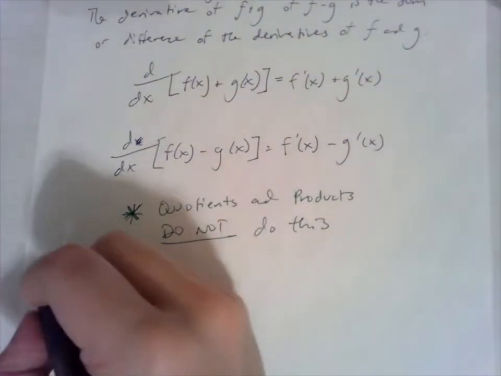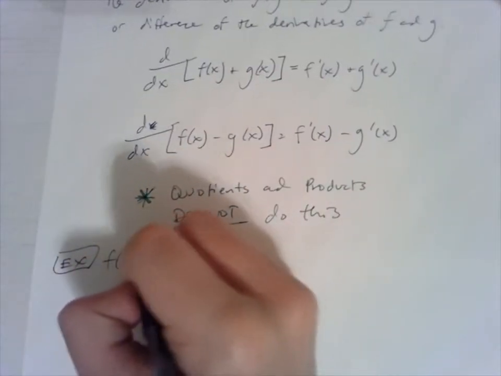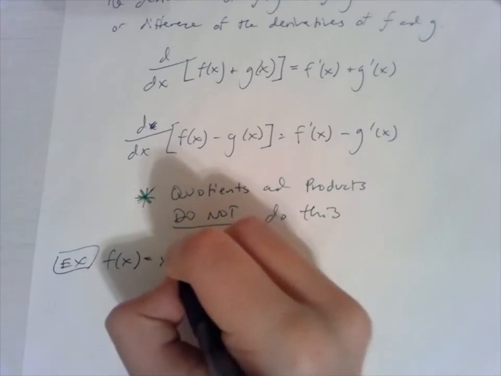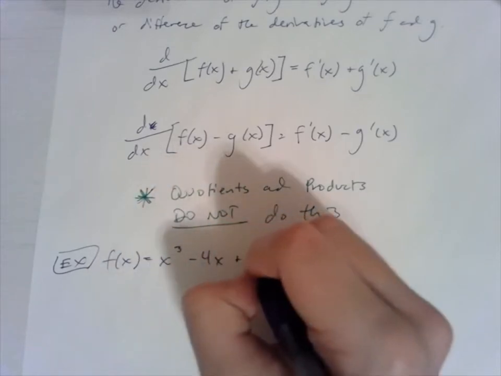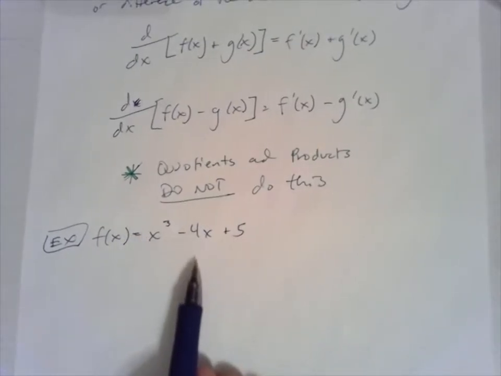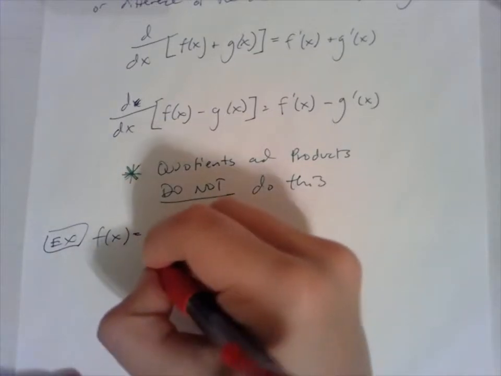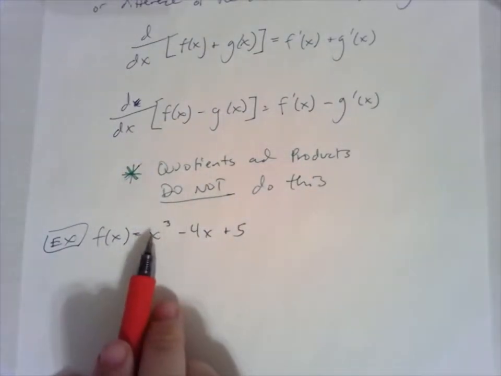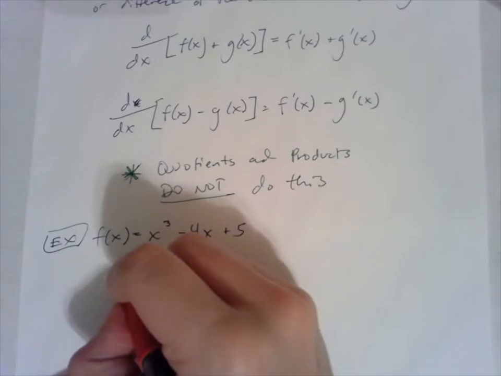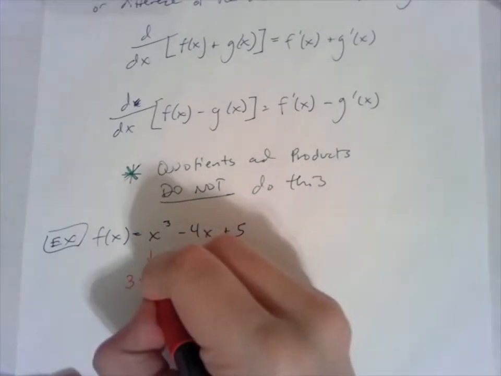Let's practice this though. So let's do some examples. Say that we had f of x equals x cubed minus 4x plus 5. Well, if we use this rule, what we can essentially find is the derivative of each piece, and then we will find the derivative of the entire thing. So, if we use the power rule here for x cubed, we take our n value, which is 3. We say x, and we say to the 3 minus 1, which is 2.